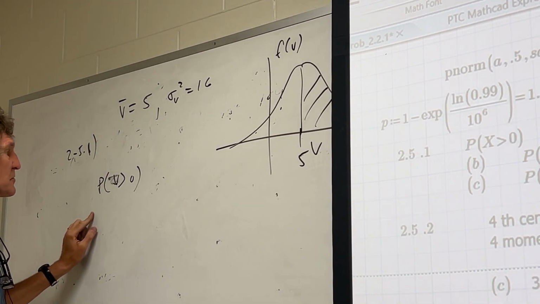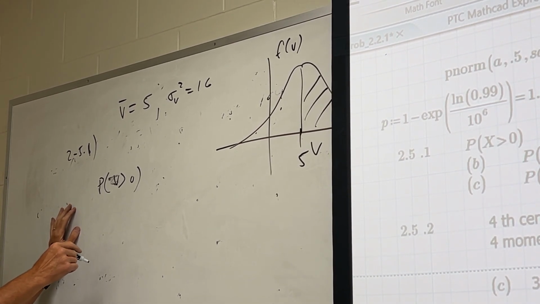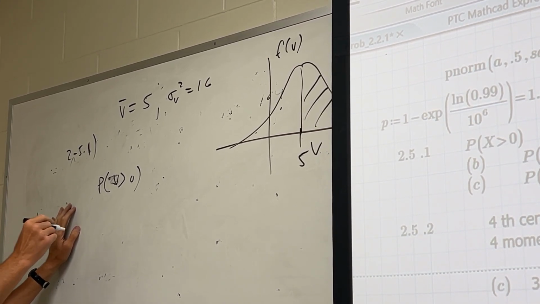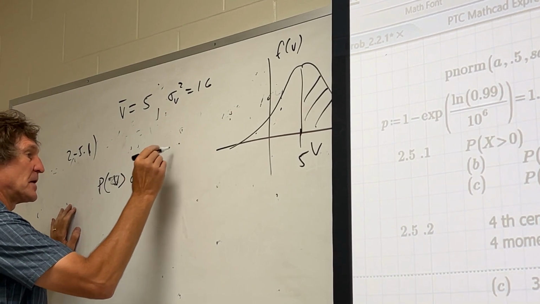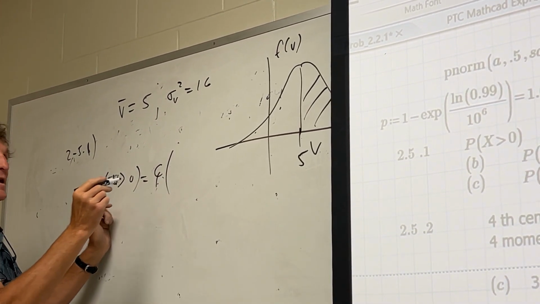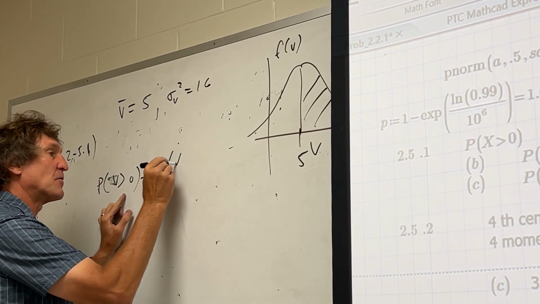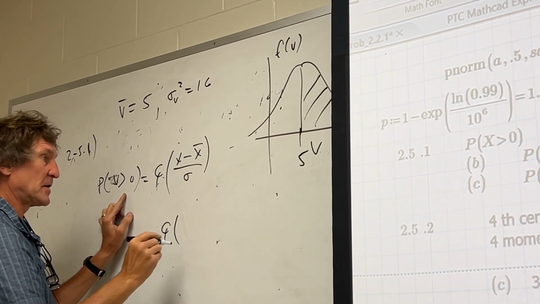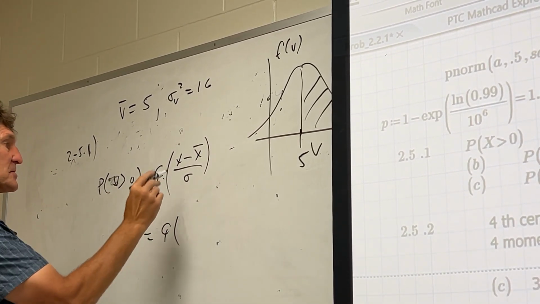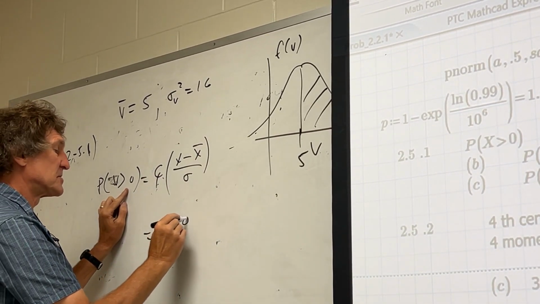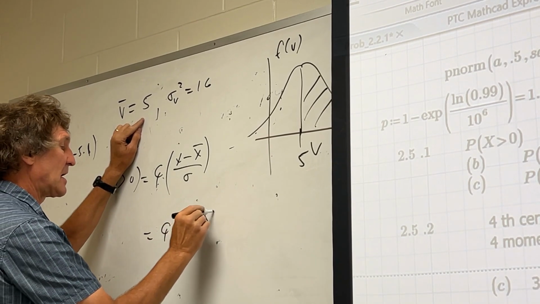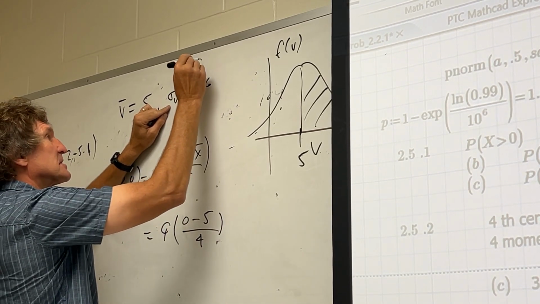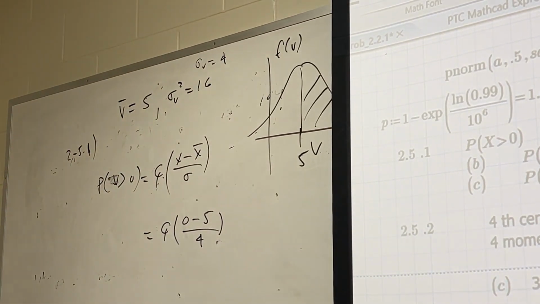So if we look at this, what is this going to be? Well, technically, if we say greater than 0, greater than means Q, right? So this is going to be the same thing as the Q function evaluated. The Q function always has this form, x minus x bar over sigma. So for our case, it's the Q function, and I gave you my book, you can look at the tables. Q of x, it's greater than 0, so it's 0 minus the mean value of 5, over 4, isn't it? If sigma squared is 16, sigma v is 4, the square root of that. You all with me? Okay.